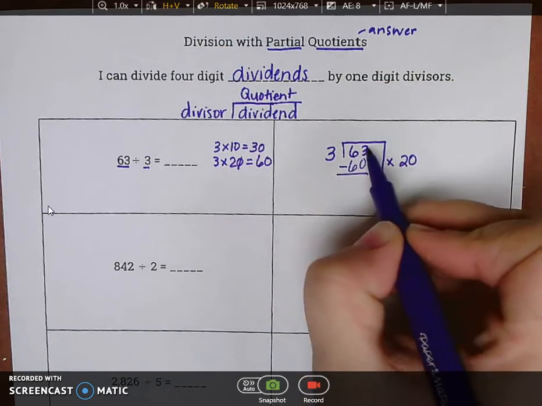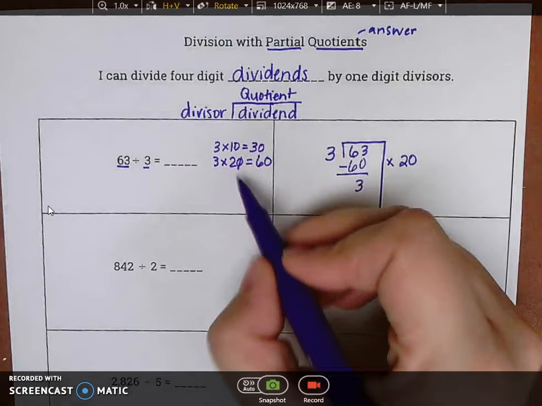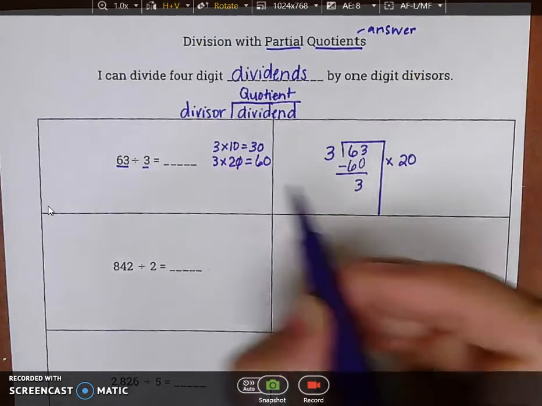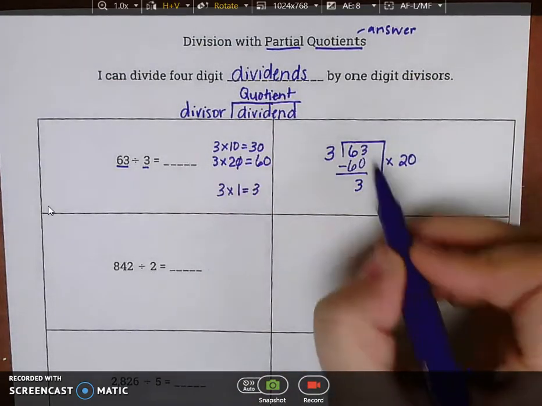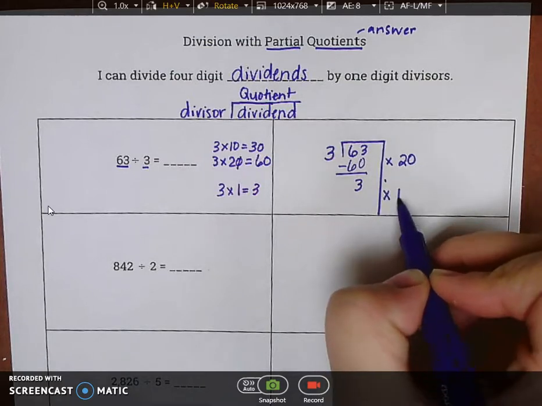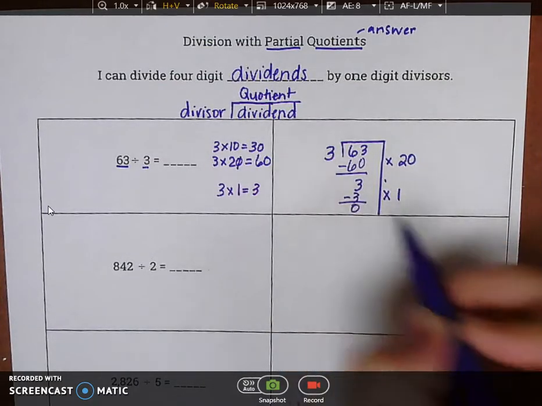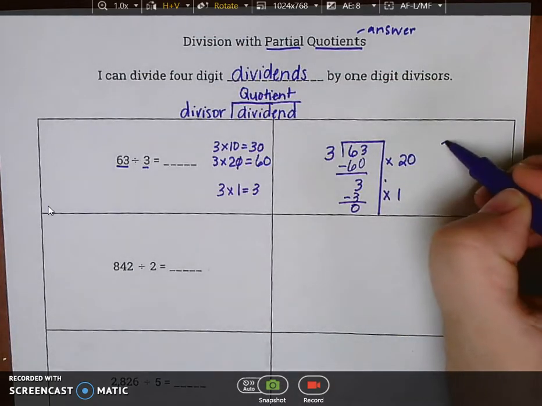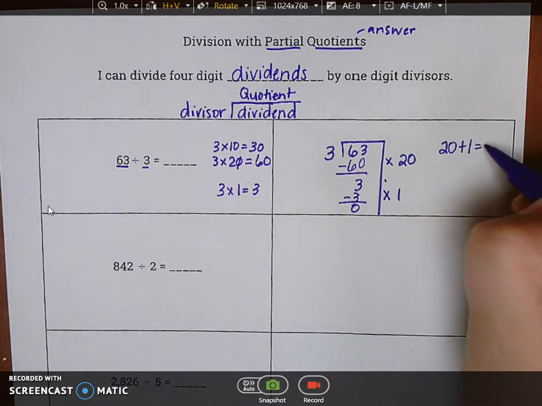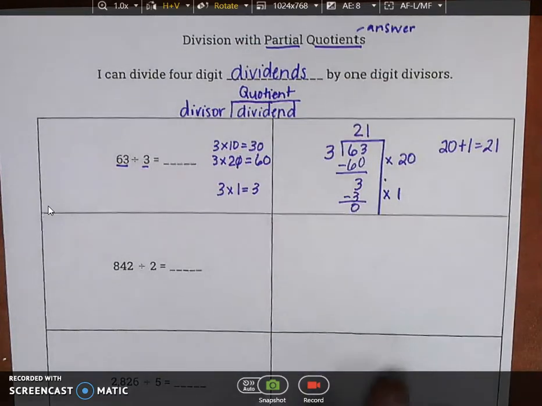So I'm going to subtract and see what's left. 3 minus 0 is 3. Now I'm going to figure out how many 3's will fit into 3. Well, I know that 3 times 1 is 3. So I know that times 1, 3 times 1 would be 3, and I'm left with 0. So to get my answer, I'm just going to add up my partial quotients. 20 plus 1 is 21. I'm going to put my answer at the top, 21.